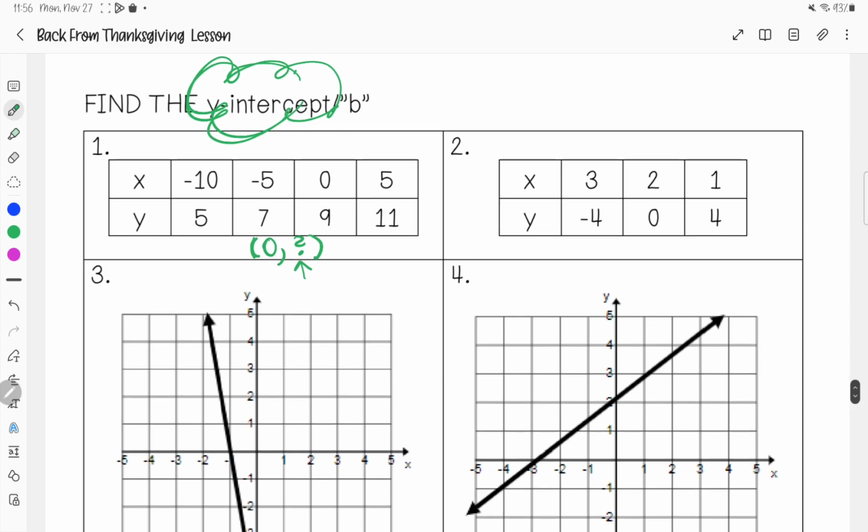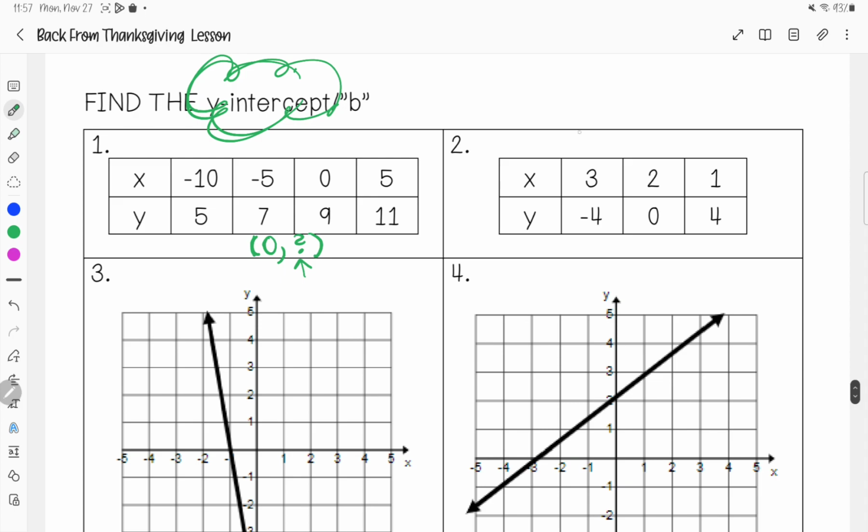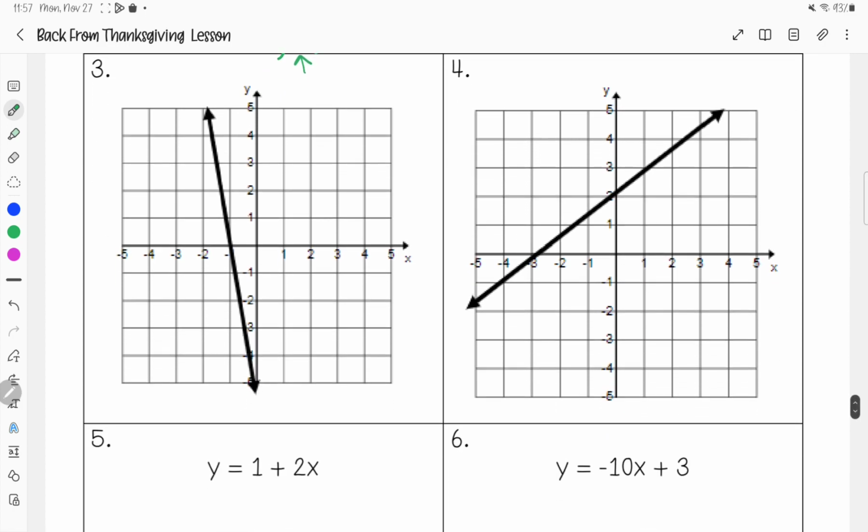And you'll notice this one has an x of 0, but number 2 doesn't. So these are the ones where you have to figure out what I need x to equal 0. X has to equal 0. So we're looking for when x is 0, what is this y right here? This is the value that you're looking for. Again, find where x is 0.